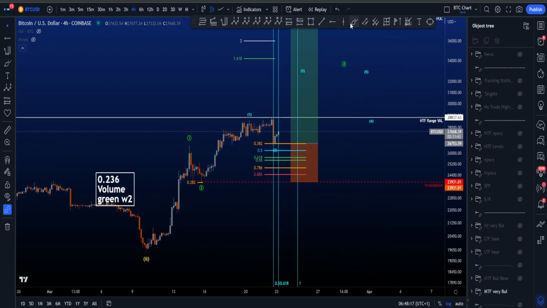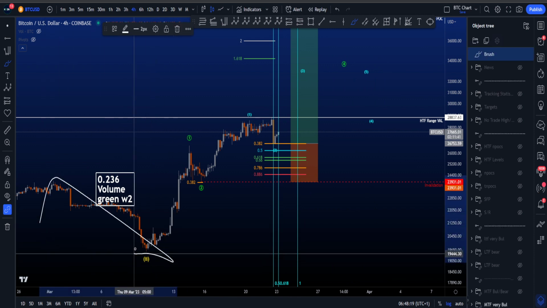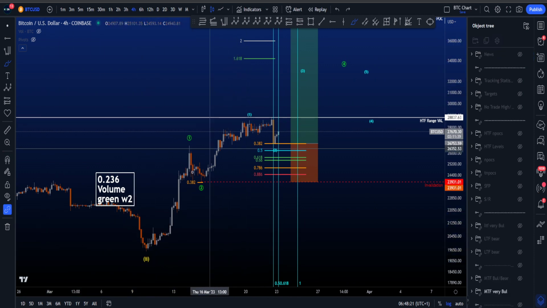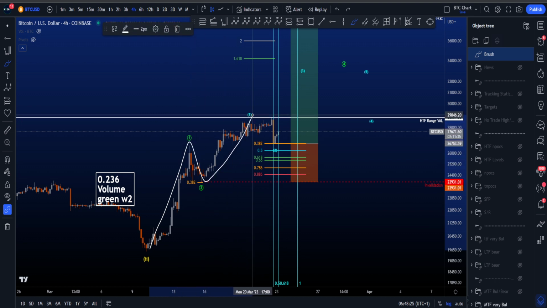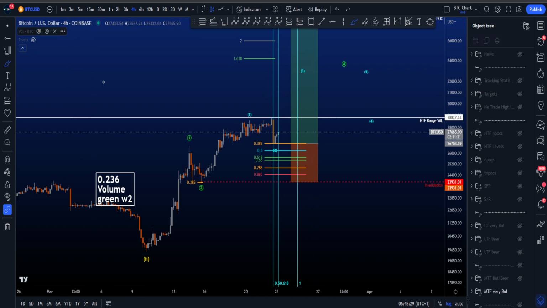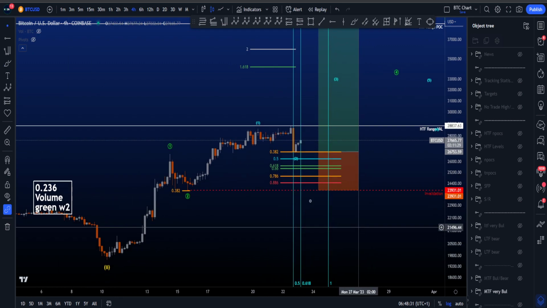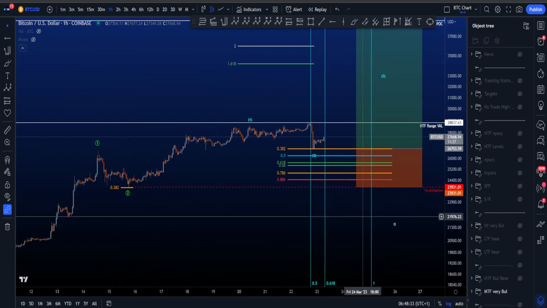Now inside the yellow wave 3, so a yellow 1, yellow 2, and then a yellow 3 all the way up there, we have a lower degree wave 1, 2, and then another 1, 2, before we get a mega 3 to the upside. Very, very, very bullish.